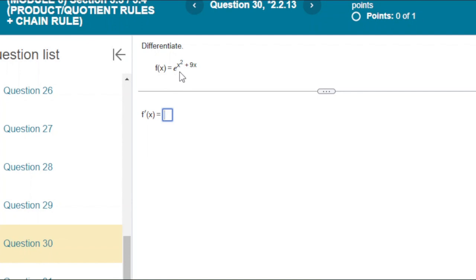Okay, now what's the derivative of e to the something? So again, we have an inside function, x squared plus 9x, and we have the outside function, e to that thing. Right, so we do the derivative of the outside function. We have e to the this, then times the derivative of the inside function. Right, so anytime you're doing the derivative of e to the something, your answer is going to be e to the something.